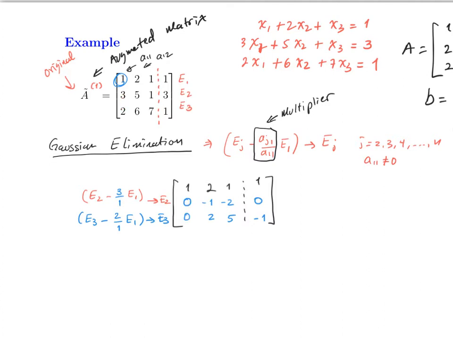Now, once we get rid of all the numbers here and we end up with zeros, which is what we have here, now this is going to be called the augmented matrix A, but now this will be the 2. So remember, the original one was 1. Once you get rid of this row, this is going to be 2. Once you get rid of this one, it's going to be 3, and so forth.